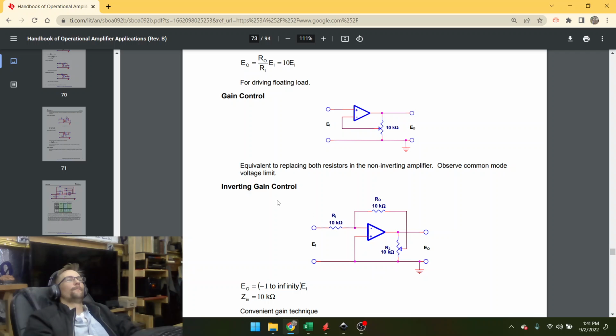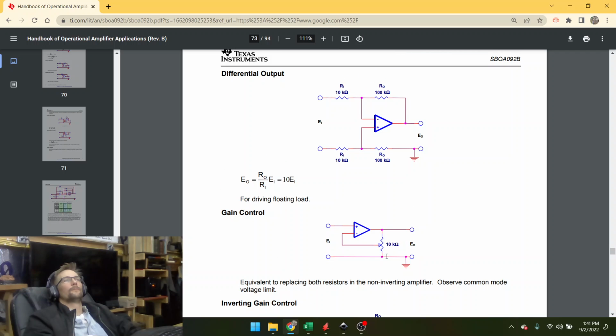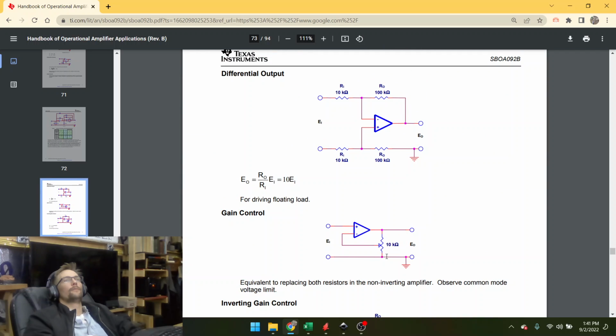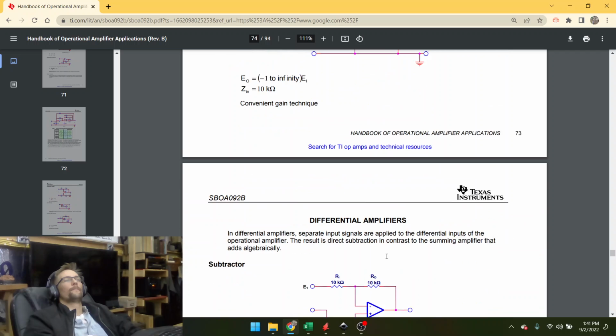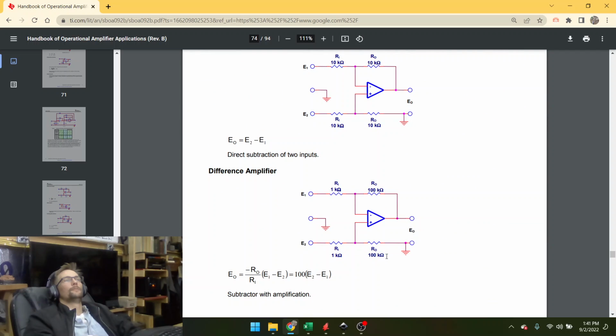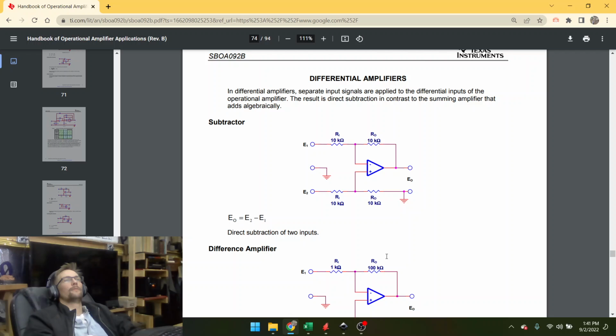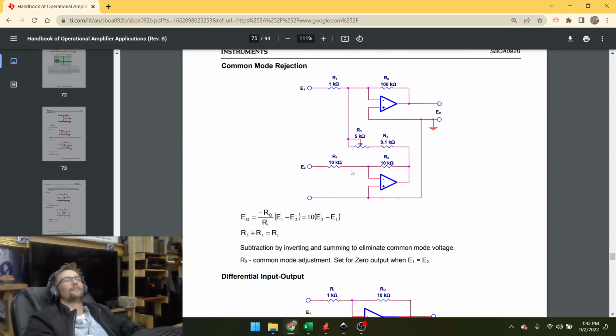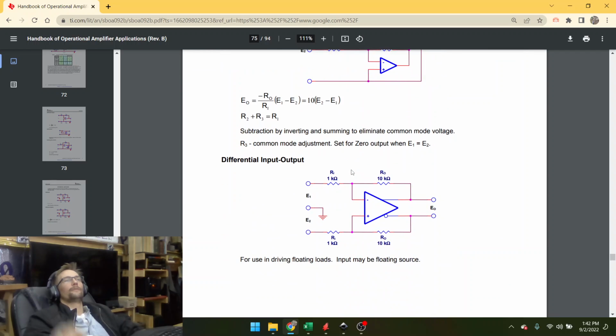Yep. Gain control. Inverting gain control. Differential output. Yeah. Okay. Difference amplifier. Yeah. So differential and difference. So this has bugged me my whole life. Are we talking about the differentiator, or are we talking about the difference? Differential, difference.